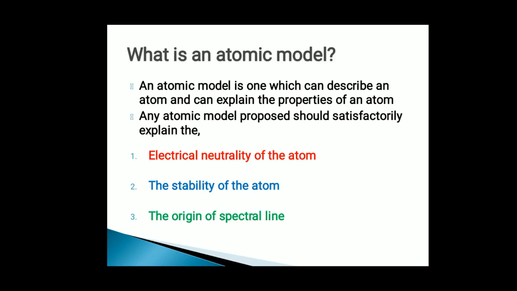Any atomic model proposed should explain satisfactorily three important points: the electrical neutrality of the atom, the stability of the atom, and the origin of spectral lines.